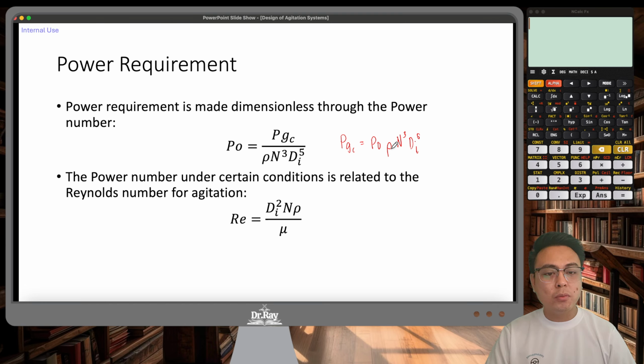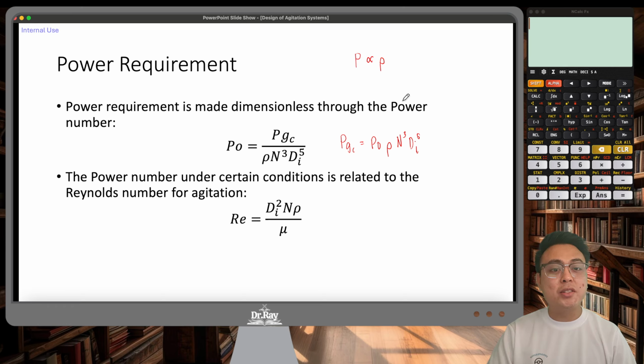First and foremost, density. The power is directly proportional to the density of the fluid. What does this tell us? It tells us that more dense liquids would require more power for mixing, which makes sense, right? If you're trying to mix a tub of mercury, mercury has a density of 13,600 kilograms per cubic meter. That would be very hard. It requires more power just because of its sheer density. So density has a linear effect on power.